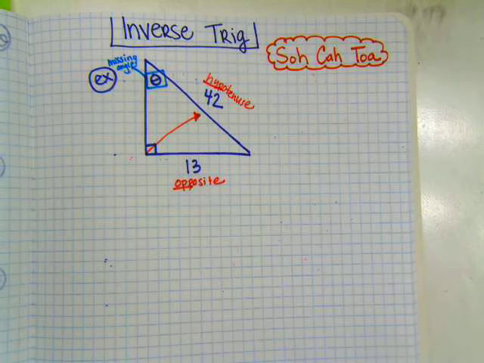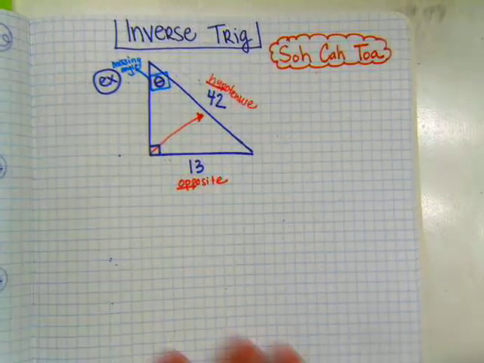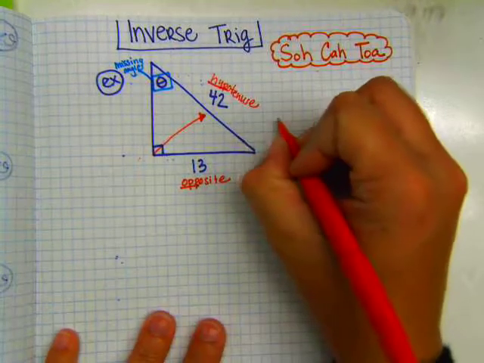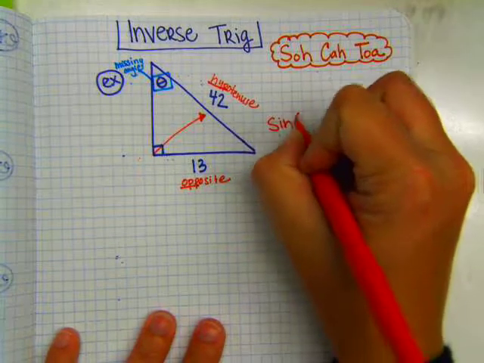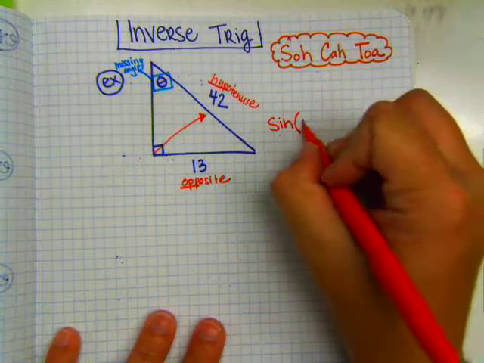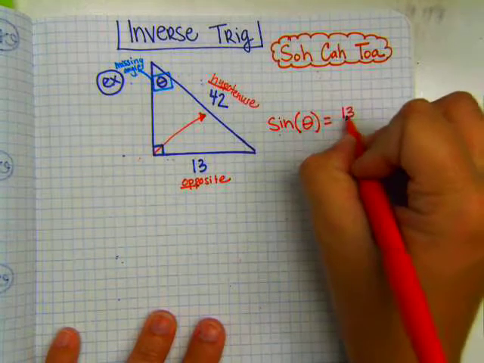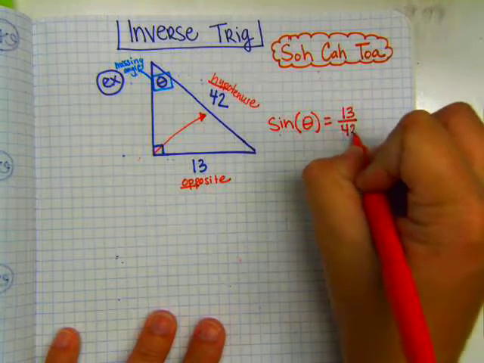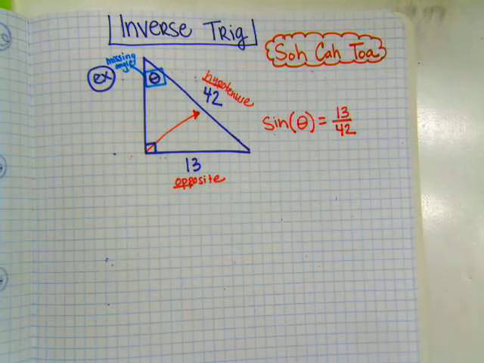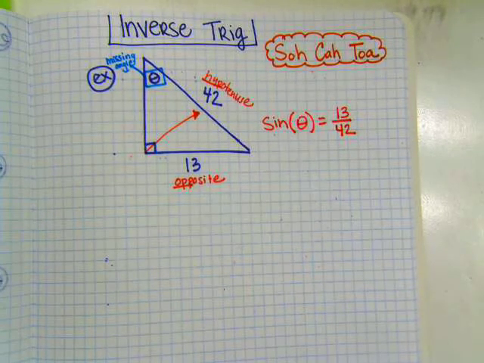And you write it the exact same as you've been writing it. Sine of the angle equals opposite over hypotenuse. But this time we don't have the angle. So I'm going to write sine of the angle, theta, equals opposite over hypotenuse, 13 over 42. Again, we've been solving for side lengths up until this point. Now we need to solve for an angle measure.